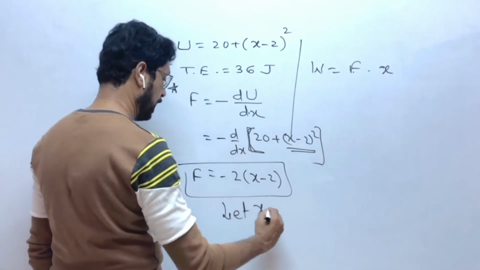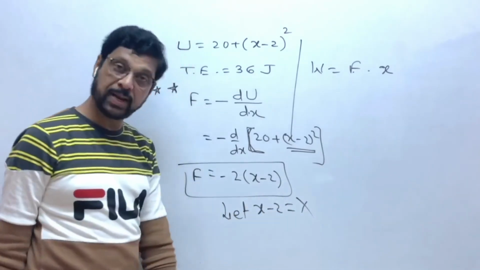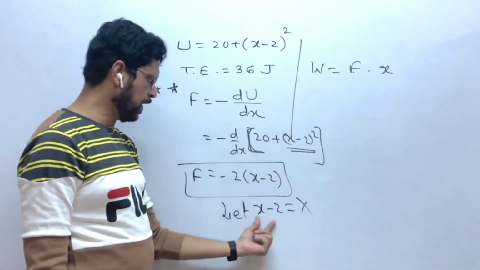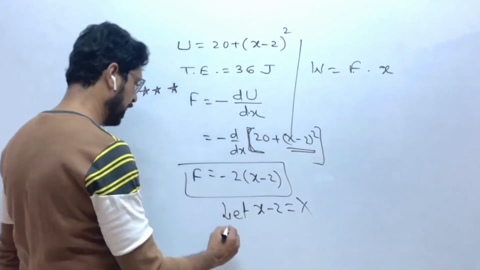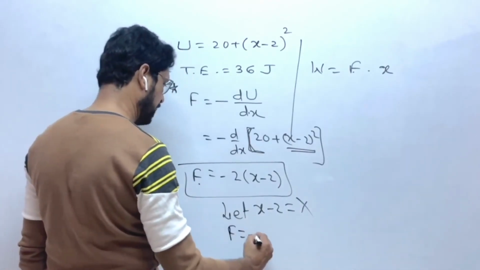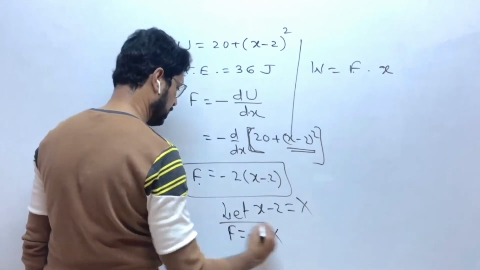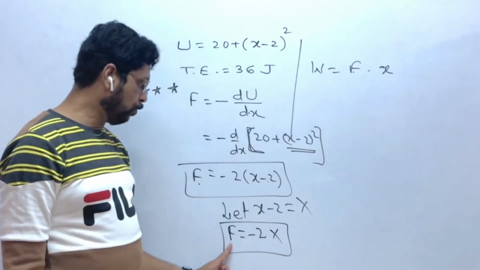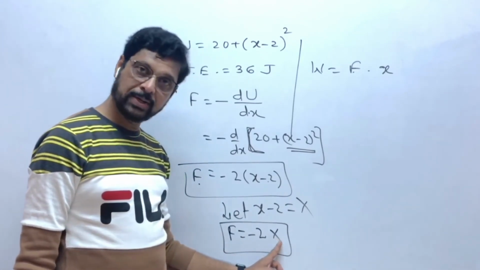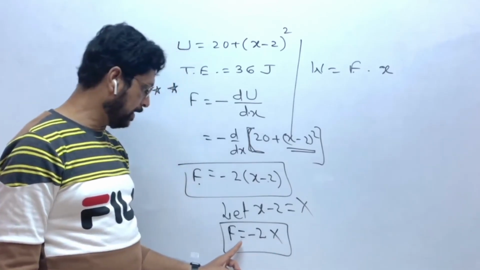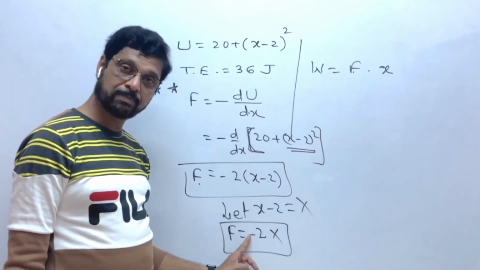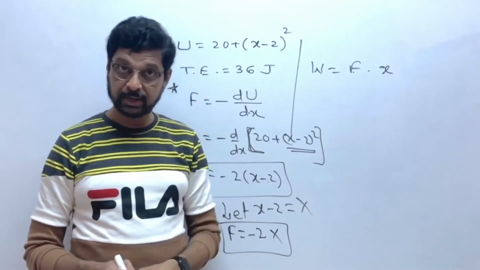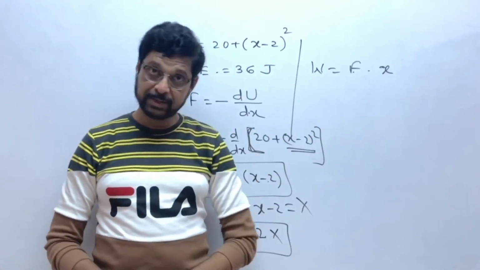Let x minus 2 be equal to, suppose, capital X. Because x is displacement, 2 is the number constant. So x minus 2 we called capital X. Then F is equal to minus 2X. F is equal to minus 2X. Force is directly proportional to displacement from the mean position, and it is in the direction opposite to displacement from the mean position, means the motion is simple harmonic. First answer, the motion is simple harmonic.